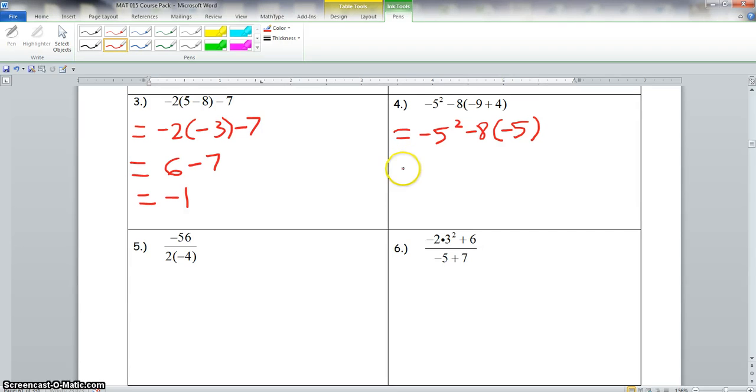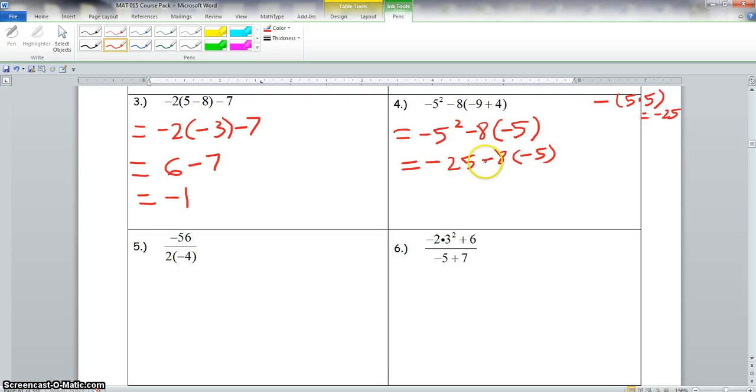Now, we cannot do anything more inside the parenthesis, so we have exponent, subtraction, multiplication. So we know we do this exponent first. Now off to the side, we know the only thing squared is the 5. So we have a negative, and then 5 times 5, which will give us a negative 25. So we know this is negative 25 minus 8 times this negative 5.